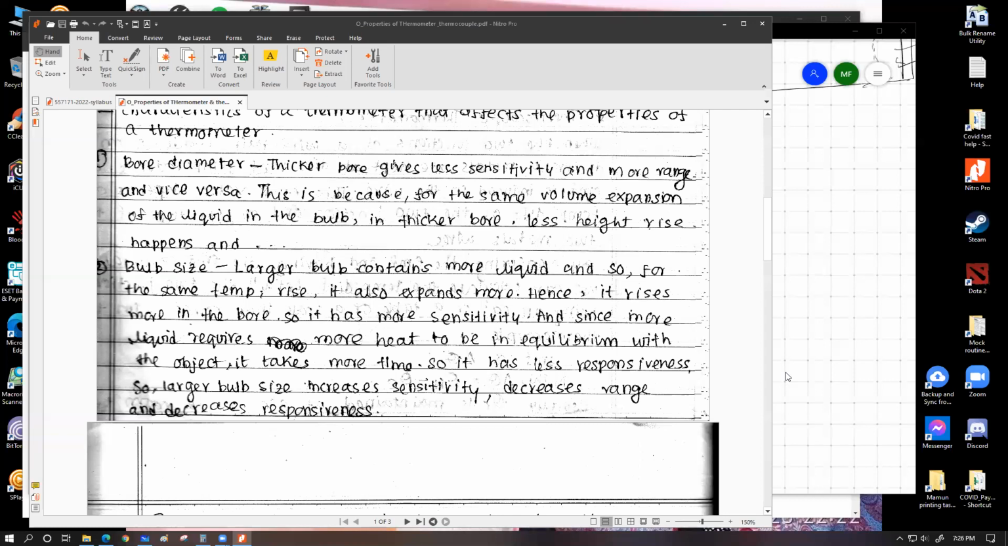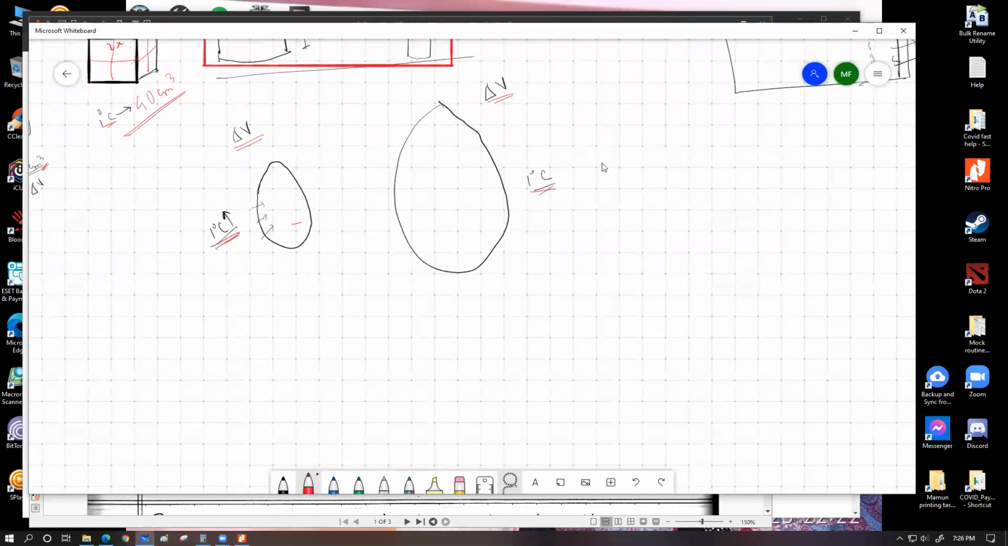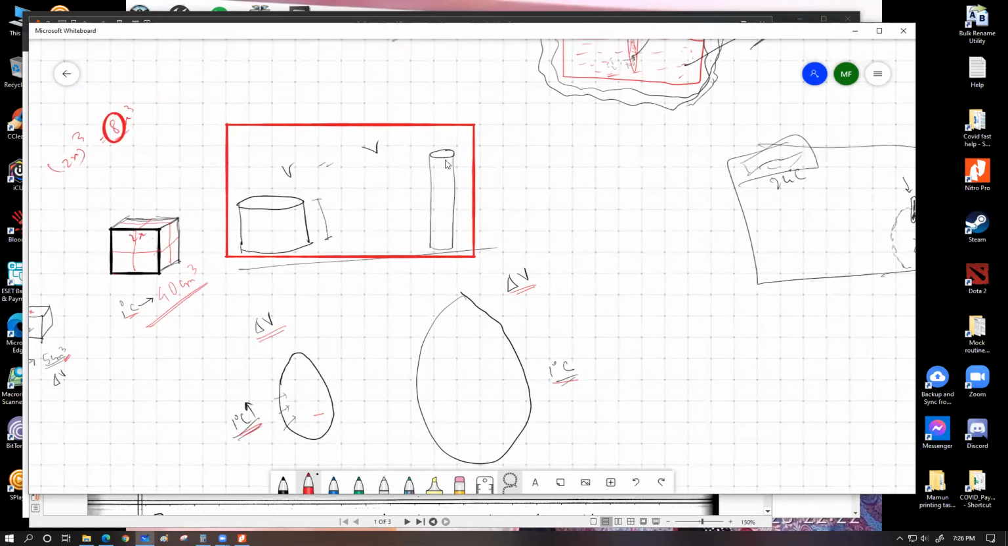That's the statement. Why? Because if we have one bore that is thicker, so larger diameter, and one bore that is thinner, so smaller diameter, and if we apply the same amount of temperature change to both of them, they will have the same amount of volume increase for the bulb liquid, but the amount of height gained by the liquid in the bore would be less for the large diameter, and the amount of height gained by the small diameter would be more, which means this will have more length, this one will have less length. So obviously this one will have more sensitivity, this one will have less sensitivity.